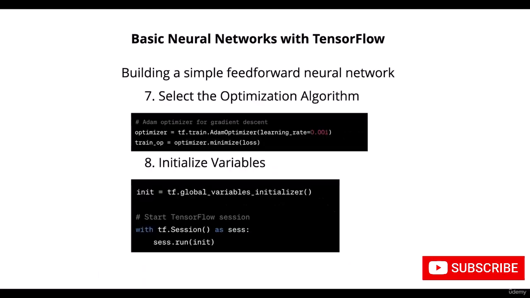Step 7 is select the optimization algorithm. In this, choose an optimization algorithm to minimize the loss function and update the model parameters, weights and biases, during training. Here is an Adam optimizer for gradient descent. Optimizer equal to tf.train.AdamOptimizer, learning rate is 0.001. Next, train_op is optimizer.minimize(loss).